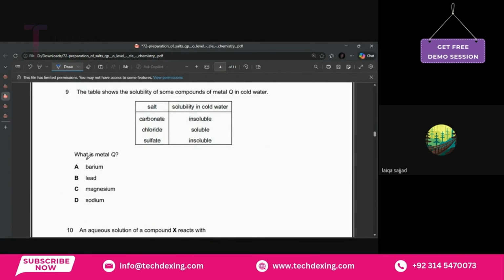The table shows the solubility of some common compounds of metal Q in cold water. The carbonate salt of metal Q is insoluble in cold water. The chloride salt of metal Q is soluble in cold water. The sulfate salt of metal Q is also insoluble in cold water. What is metal Q? Is it barium, lead, magnesium, or sodium?